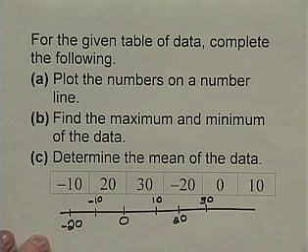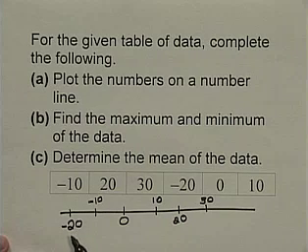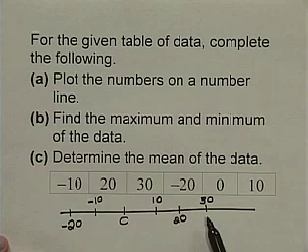Now we want to find the max and the min of the data. Well, the min is going to be the number furthest to the left. So our minimum value is -20. The maximum value is the value furthest to the right. That's 30. -20 is the min, 30 is the max.